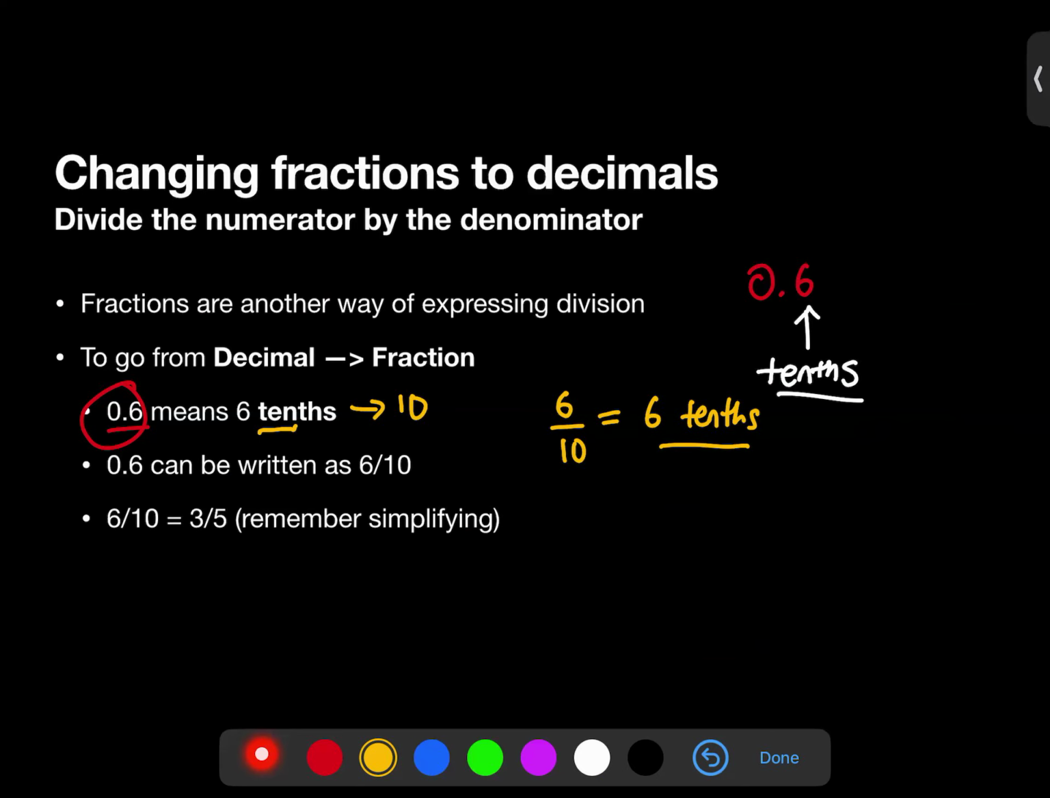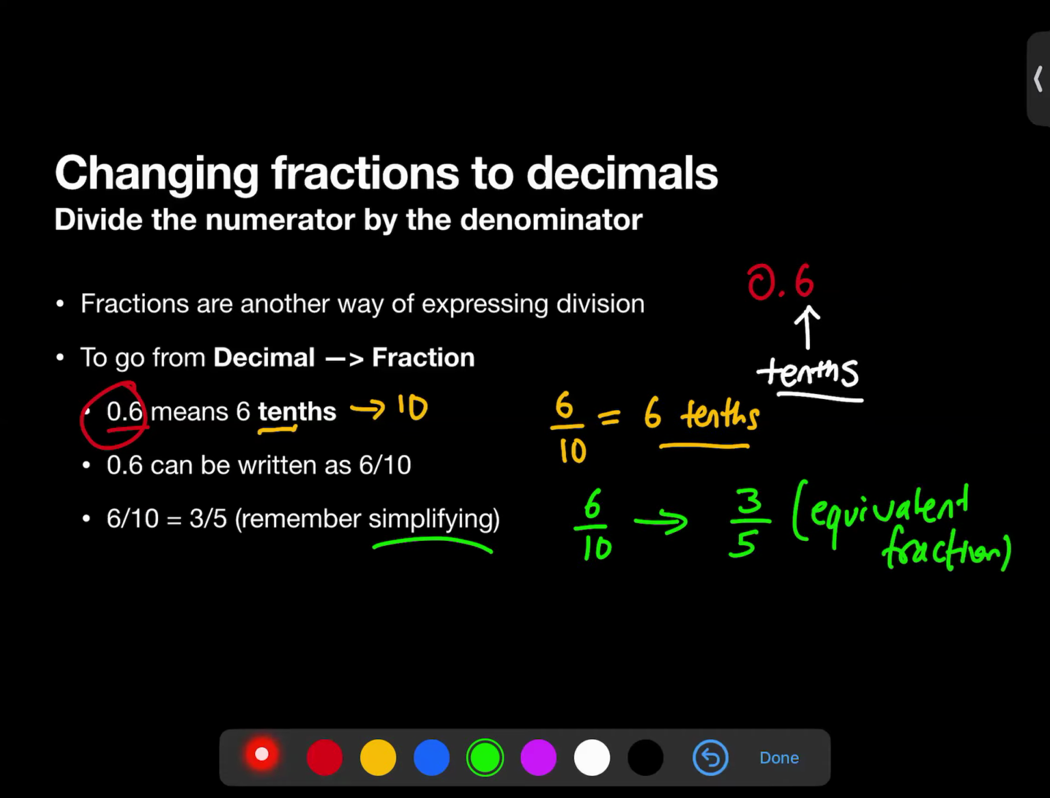Good. Okay. And remember from a couple of classes ago, we discussed simplifying fractions. So 6/10 can be simplified and written as 3/5. So 3 by 5 is the equivalent fraction. Right. Okay.